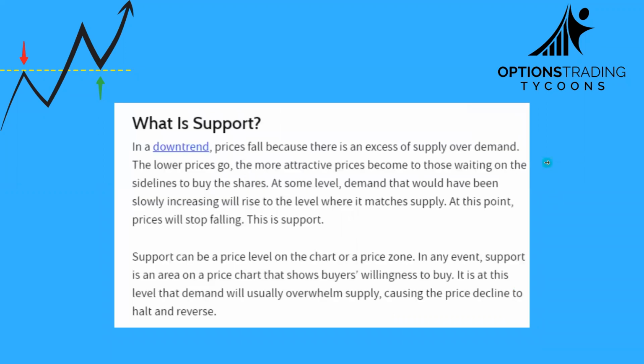What is support? In a downtrend, prices fall because there's an excess of supply over demand. The lower the prices go, the more attractive prices become to those waiting on the sidelines to buy the shares. At some level, demand that would have been slowly increasing will rise to a level where it matches supply. At this point, prices will stop falling, and this is support. Support can be a price level on the chart or a price zone. In any event, support is an area on a price chart that shows buyers' willingness to buy. It is at this level that demand will usually overwhelm supply, causing the price decline to halt and reverse.